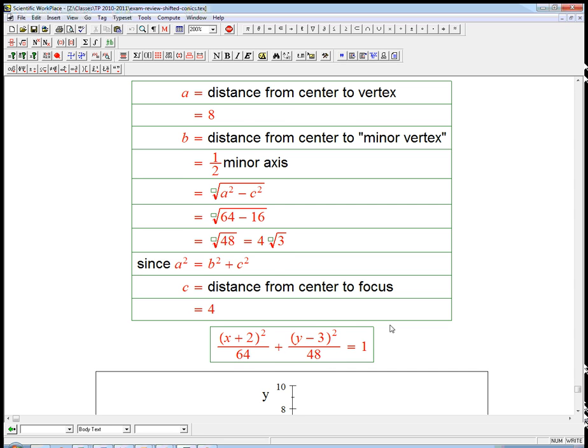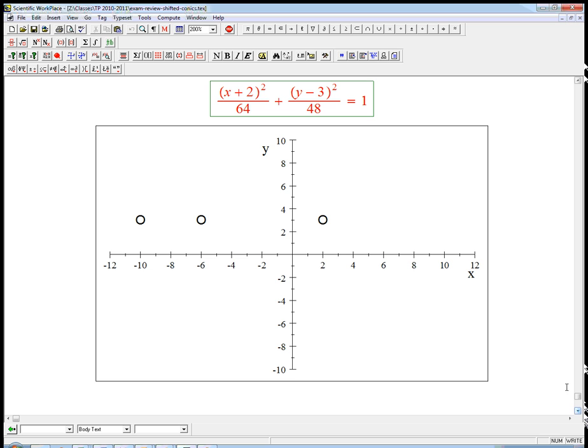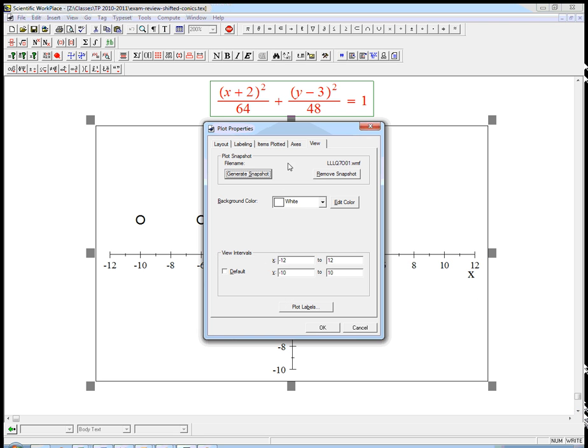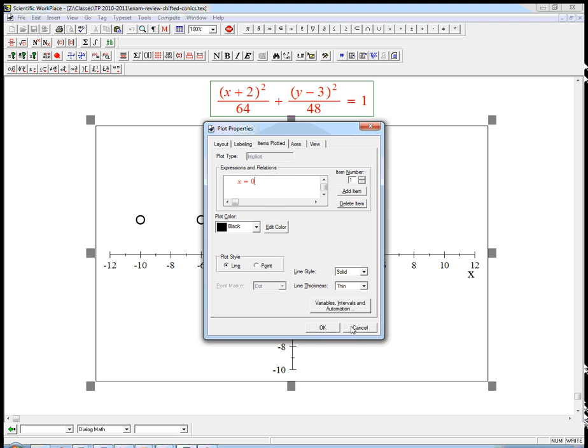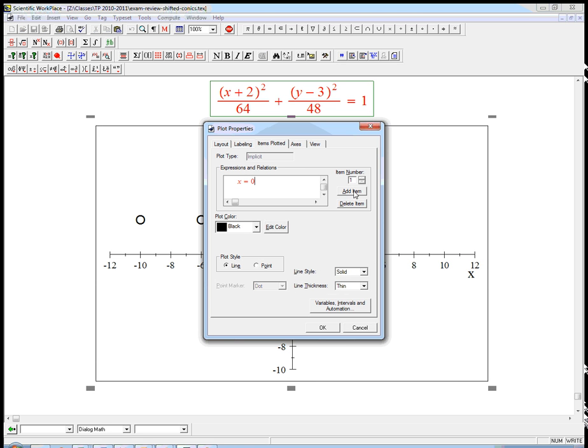So we had the shift from the center, minus 2, 3, that goes into here. We had the a and the b with a little calculation, or really the a squared is 64 and the b squared was 48 from here. And so that's how we get the equation for that thing. Let's plot it real quick. Oh, actually, let's copy this and then plot it real quick. They didn't ask for that, but let's go ahead and put it in.